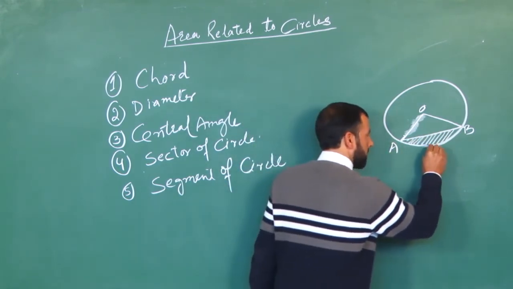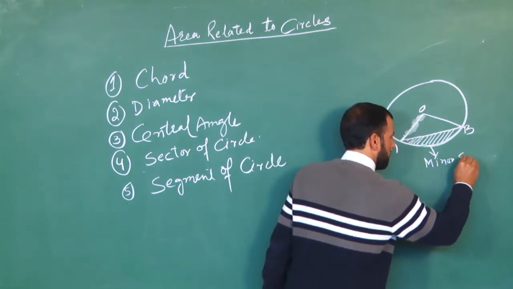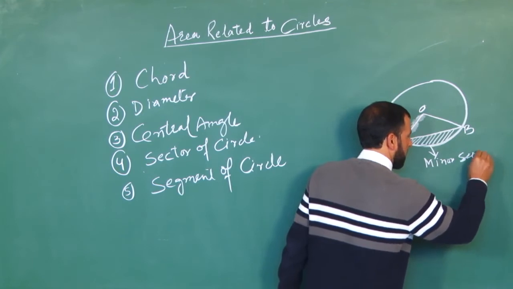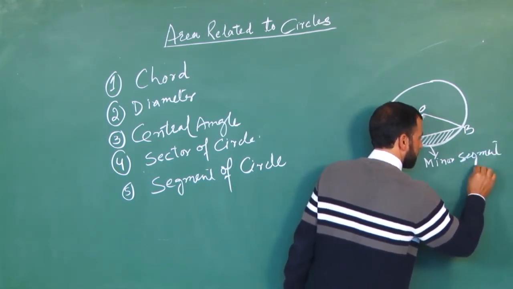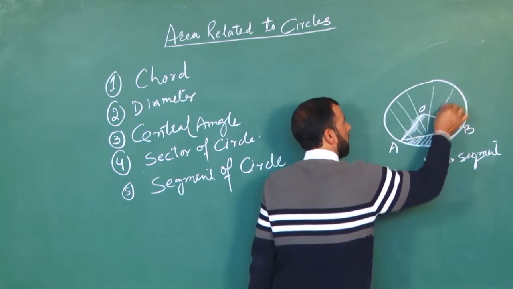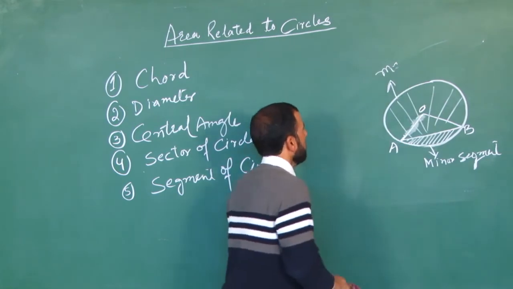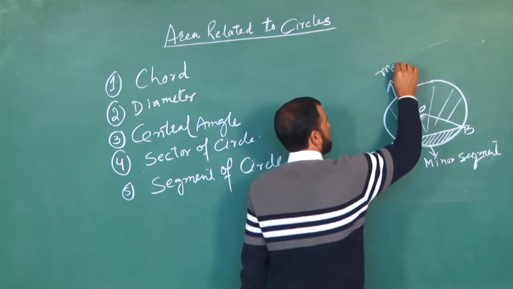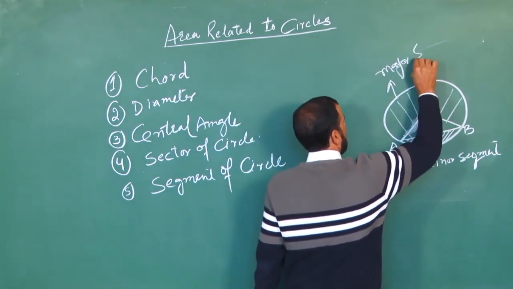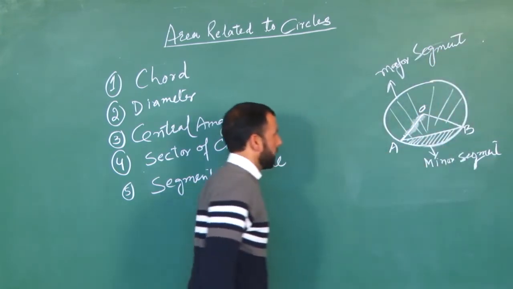This segment is the minor segment of a circle. And this whole remaining part is known as the major segment. This is the major segment of a circle.